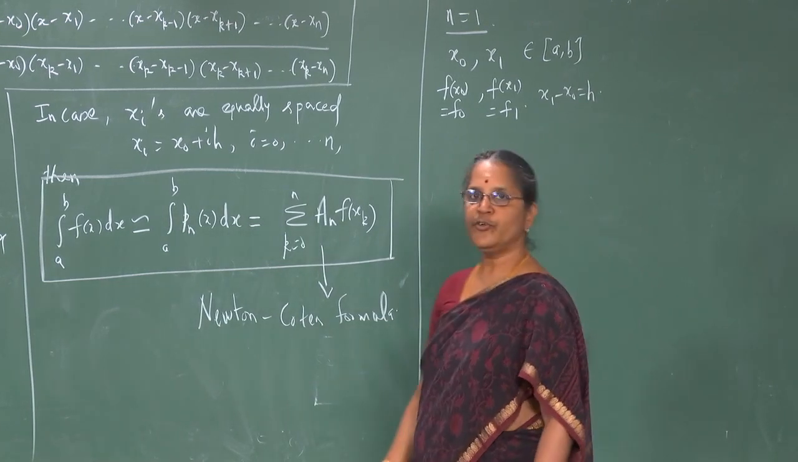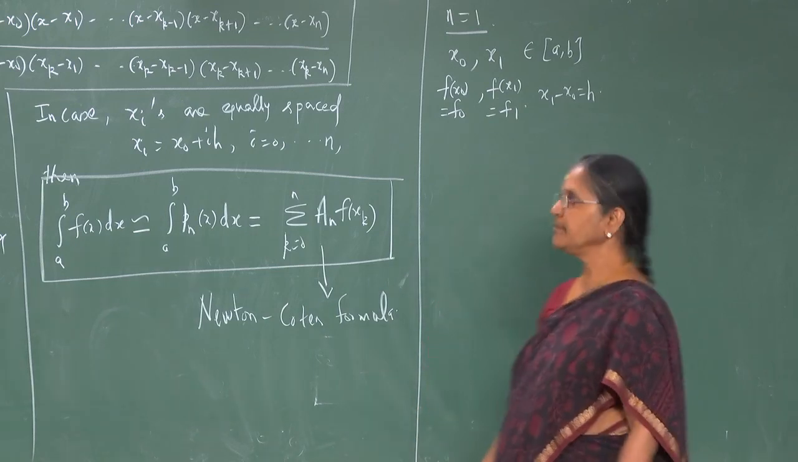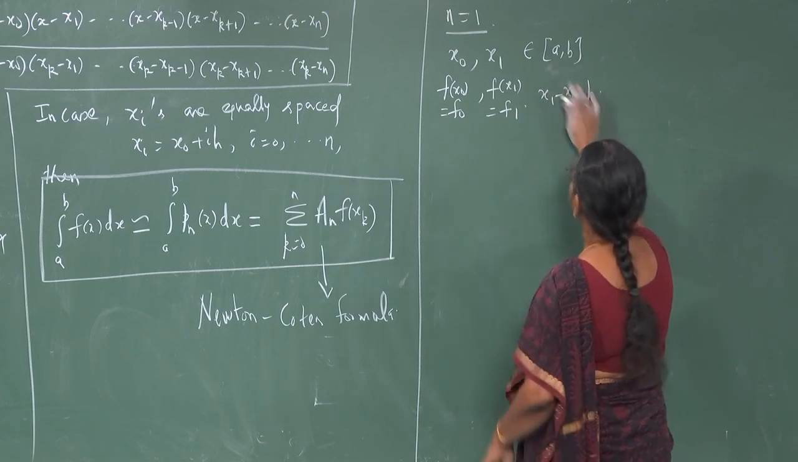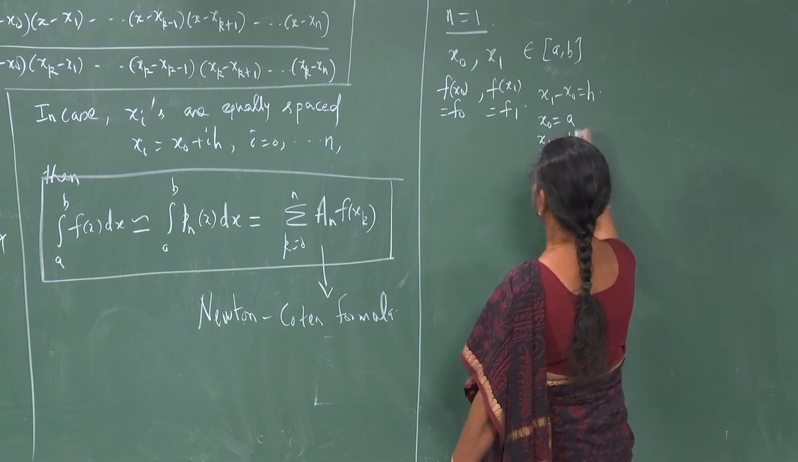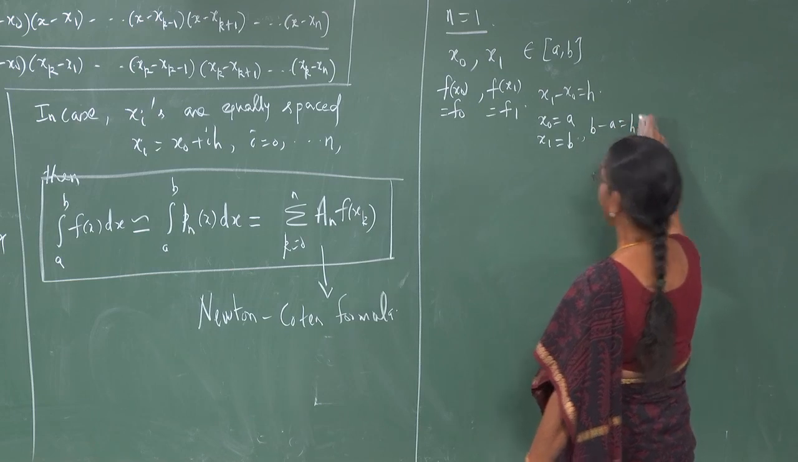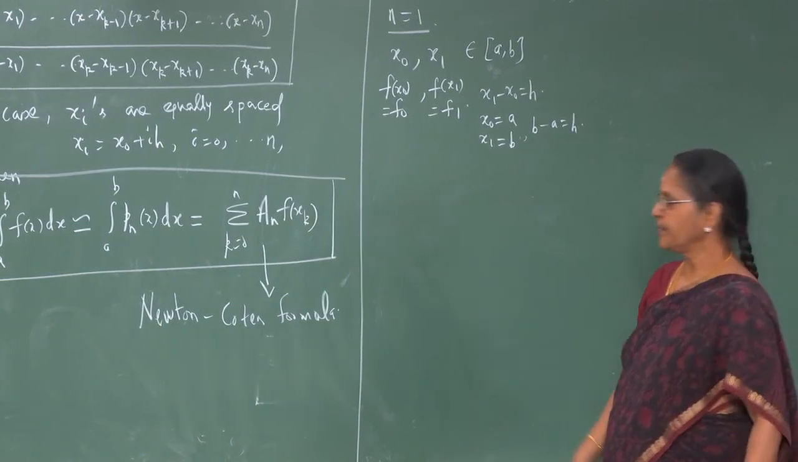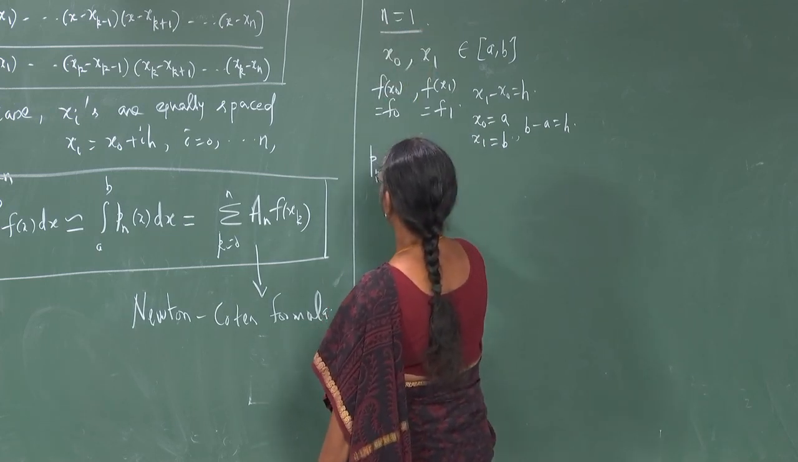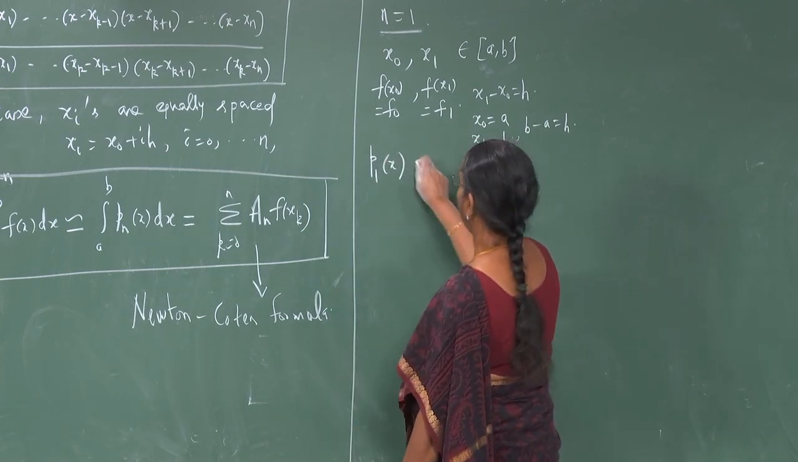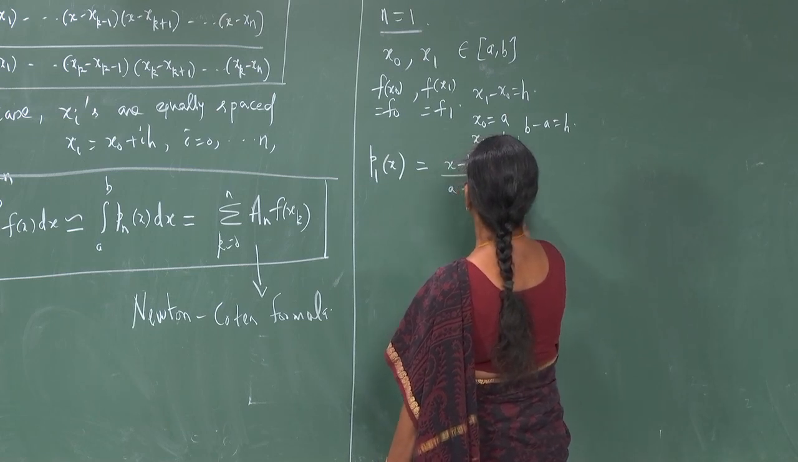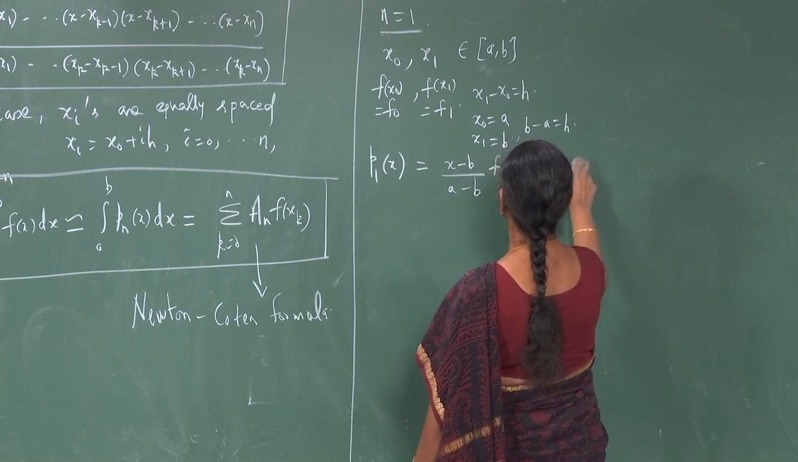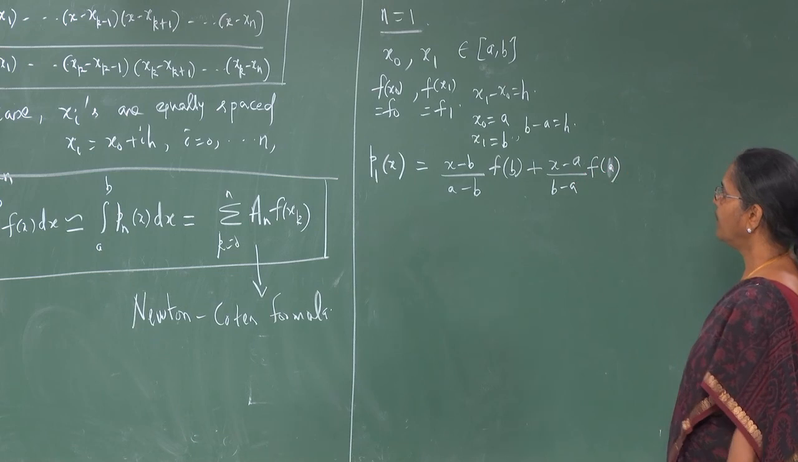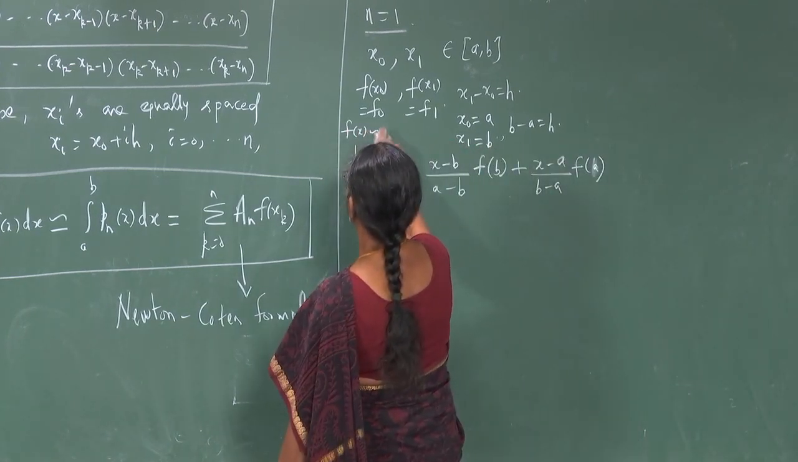And I would like to derive a Newton-Cotes formula when n is equal to 1 by taking 2 points x naught and x 1. I can take x naught to be a and x 1 to be b, so that b minus a will be equal to h. I can use the end points and then write down this formula. So, what will be my p? Here n is 1. So, I can approximate the function f by a linear polynomial, which will be x minus a by b minus a into f at b plus x minus b by a minus b into f at a. This is a linear polynomial that approximates f. So, f of x is approximated by this.